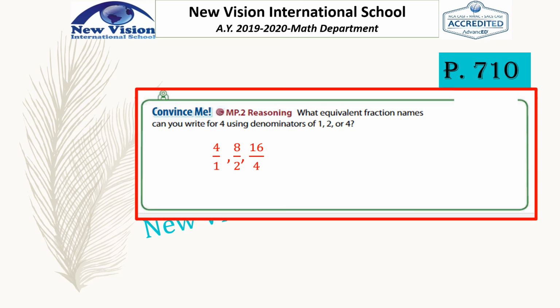So, hence, the equivalent fractions for the whole number 4 are 4/1, 8/2, and 16/4. Did you get the correct answer? Good job, grade 3. It's very easy, isn't it? All right.